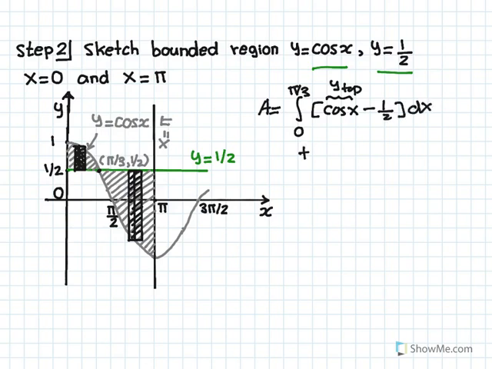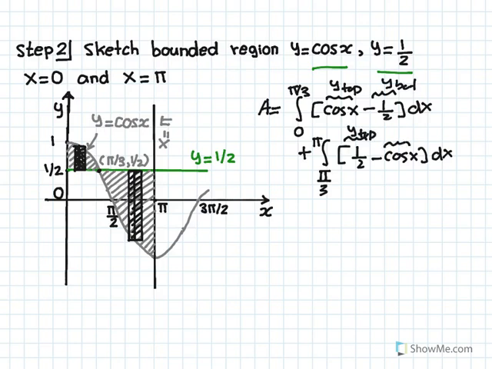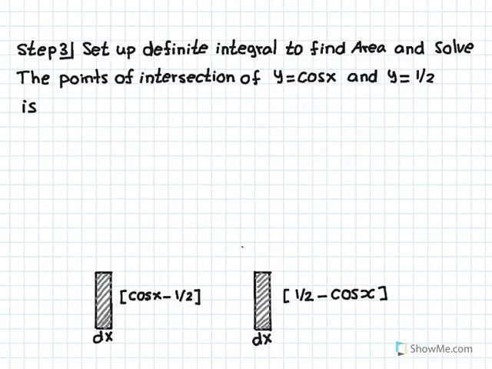But between pi over 3 and pi, it is the reverse. y equals 1/2 is the top function, and y equals cosine x is the bottom function. So we describe the integral differently. From pi over 3 to pi, the top function is 1/2 minus the bottom function, cosine x. Here 1/2 is the top function, y top, and cosine x is the bottom function, y bottom. All right, let's do that more formally.